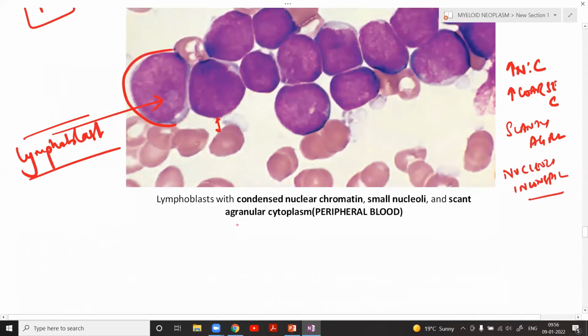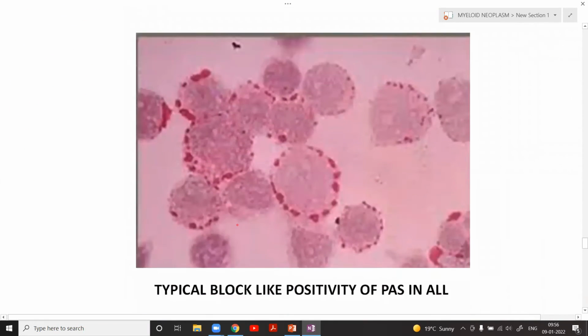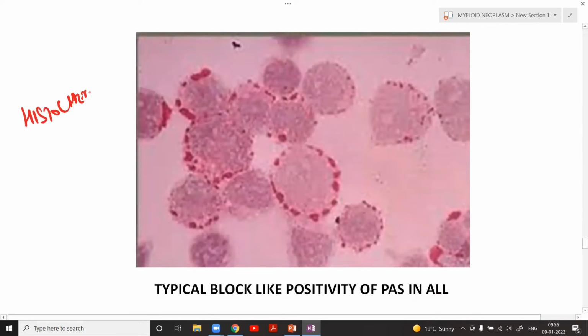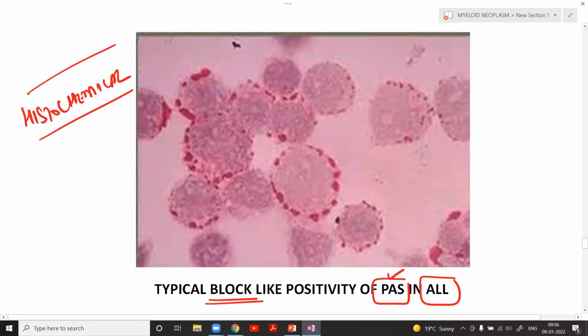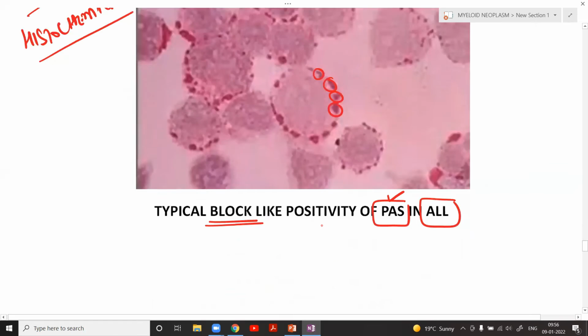Okay, clear? Now, this is another histochemical stain that I told you. In the lecture on AML, I had shown you one slide showing MPO positivity, myeloperoxidase positivity, seen in cells of myeloid lineage in AML. Whereas in case of ALL, the histochemical stain is PAS and they have a typical block-like positivity. Can you see they are block-like positive? This is the typical block-like positivity of PAS in ALL.